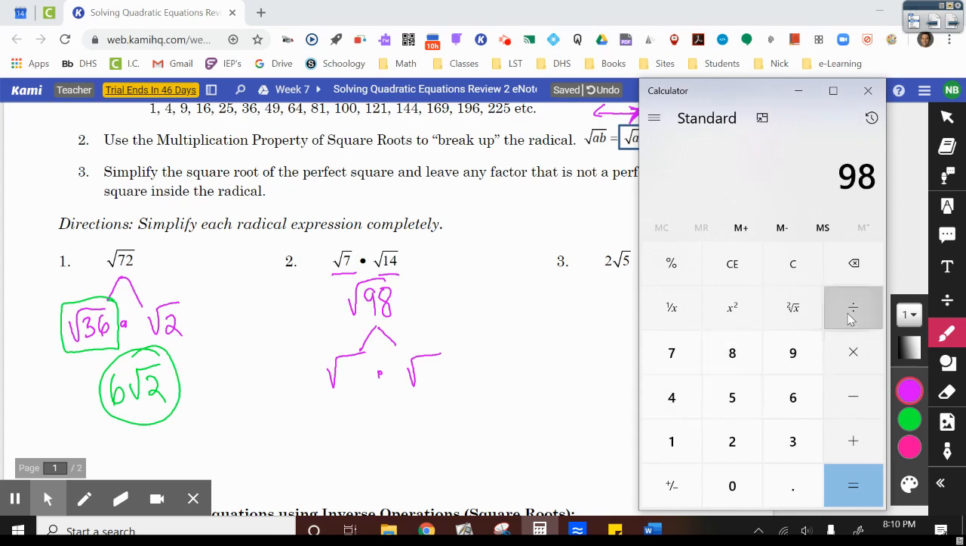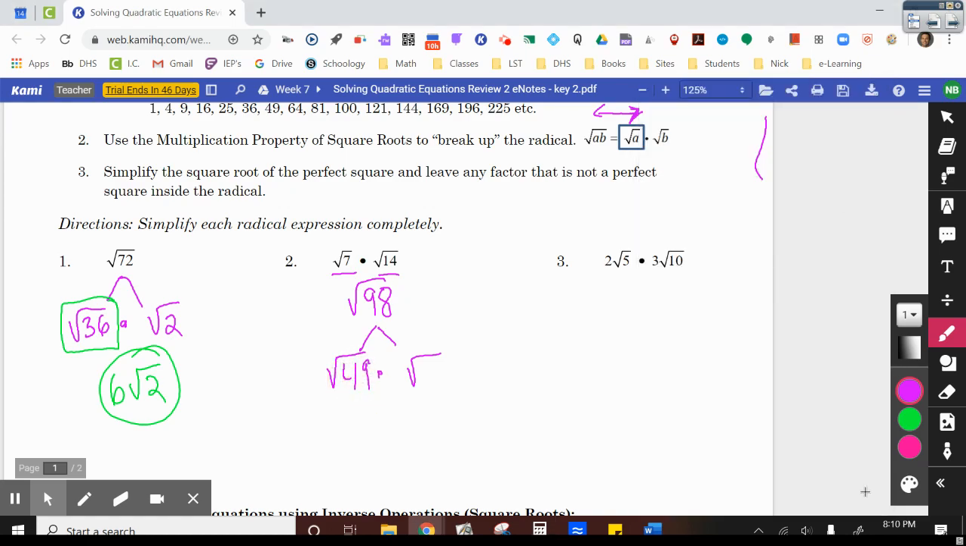Again, I'm going to take this 98 and divide it down the line here. I want to find the largest number that can go into it evenly. So 100 is too big, 81 is too big, 64 is not going to work, so I'm going to try 49. And 98 divided by 49 is 2. So I'm going to break up the square root of 98 into the square root of 49 times the square root of 2, because the square root of 49 is my perfect square, and that simplifies to 7, and this rad 2 stays as a rad 2. So my final simplified answer is 7 rad 2.